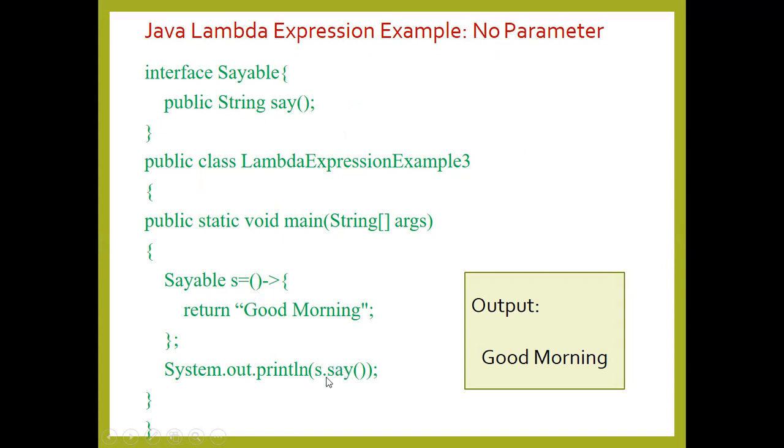Inside this print method, we are calling the abstract method say through the variable s. So when we call this method, it will execute the body of this lambda expression and we will get the output: good morning.